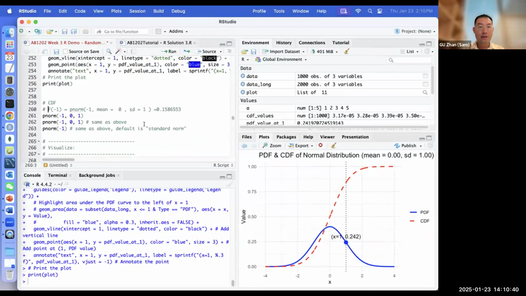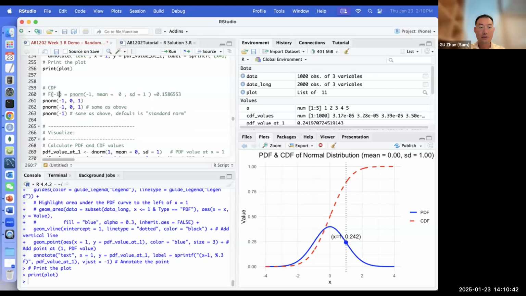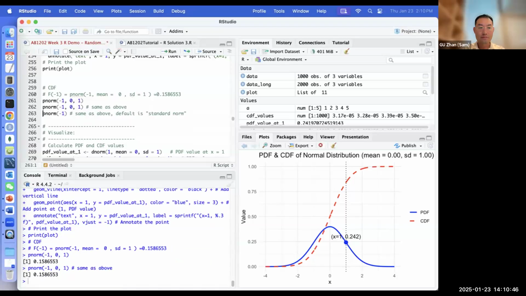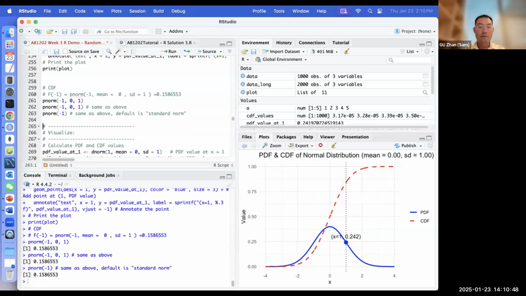Next, you will look at the cumulative distribution function, pnorm of -1, which is 0.15 when x equals -1. Then the red CDF curve will give you 0.158. So let's visualize it.